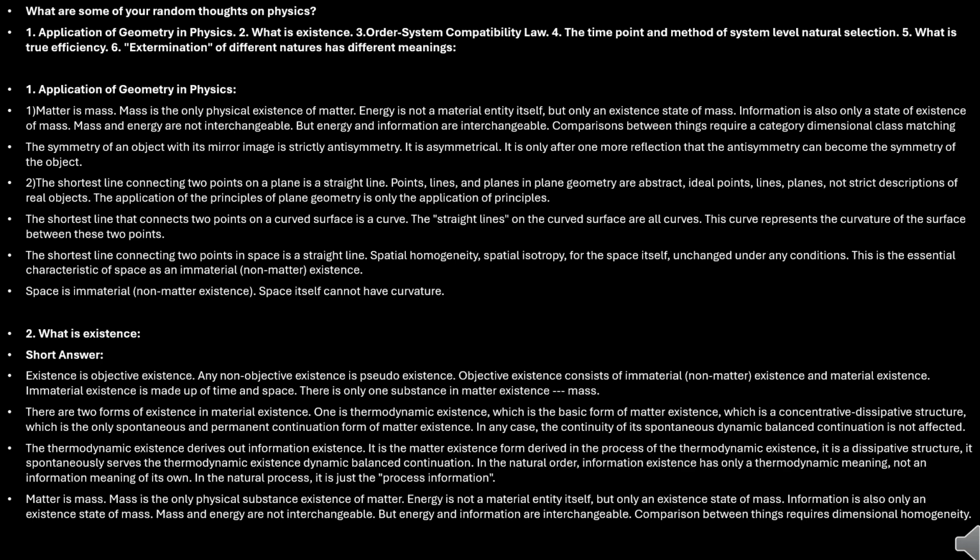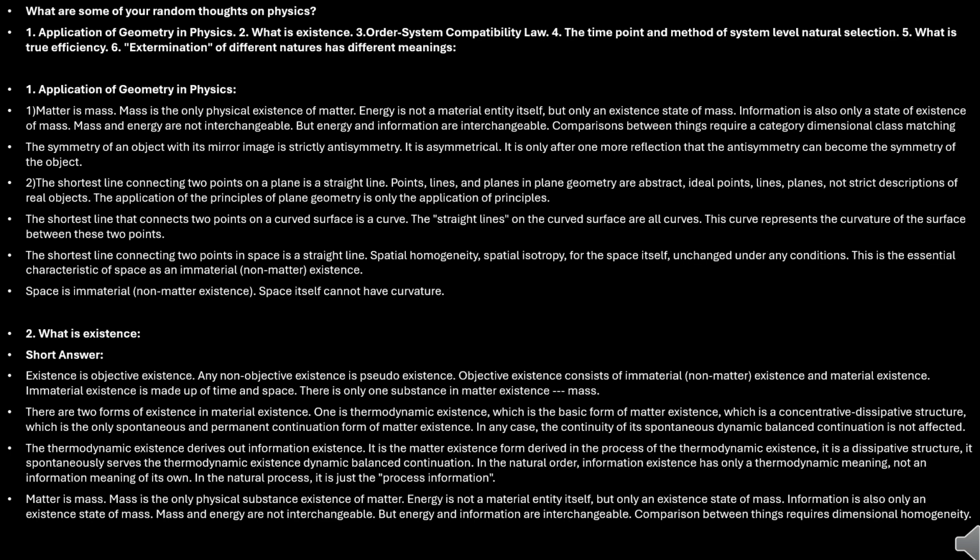The shortest line connecting 2 points in space is a straight line. Spatial homogeneity, spatial isotropy, for the space itself, unchanged under any conditions. This is the essential characteristic of space as an immaterial, non-matter, existence. Space is immaterial, non-matter existence. Space itself cannot have curvature.